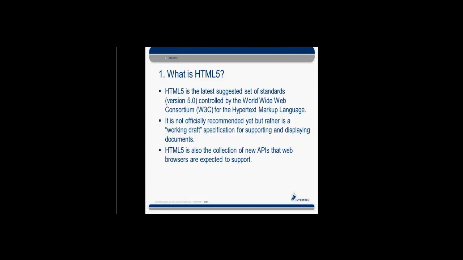HTML5, besides being a bunch of new tags that we can use, is also a collection of new APIs that web browsers are expected to support natively. I'm talking web browsers, we usually call them user agents. That's how the W3C refers to them in their documentation. A user agent is not only a browser that you might be using on your desktop or laptop, but it might be the browser that's used on your tablet, your e-reader, and also on your smartphones. Those are all user agents.